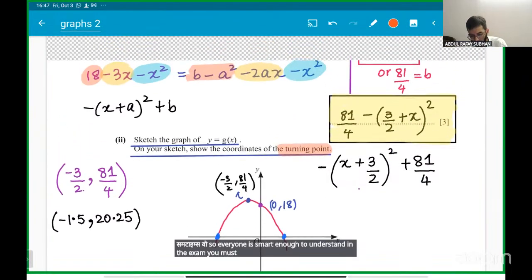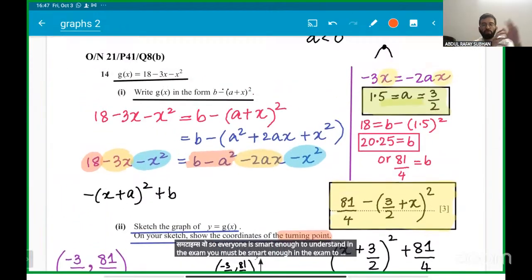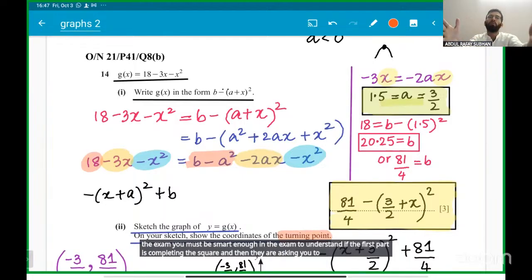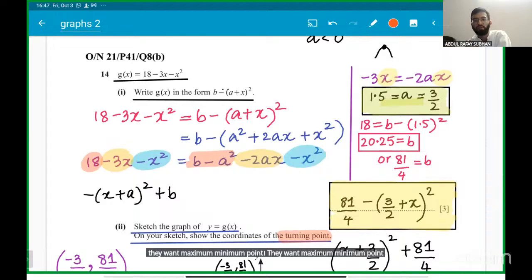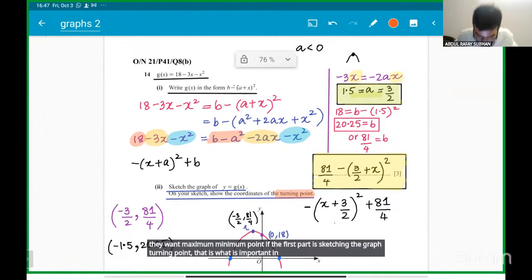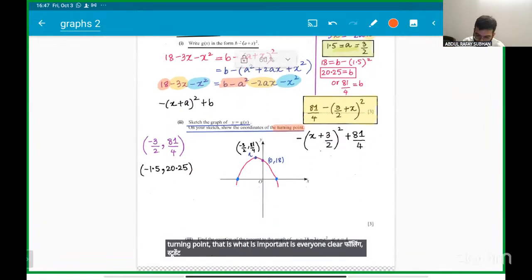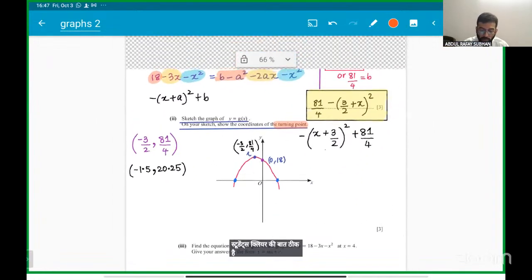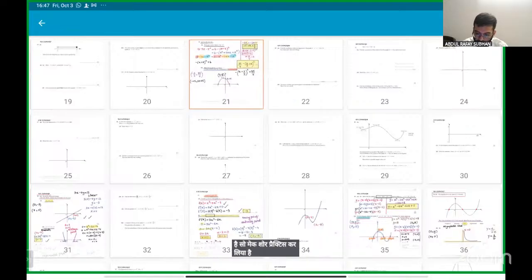You must be smart enough in the exam to understand कि if the first part is completing the square and then they are asking you to sketch the graph, they want turning point, they want maximum minimum point. Has everyone understood? If the first part is sketching the graph, turning point, that is what is important. Is everyone clear on that? Following students, क्लियर हो गई बात? ठीक है. सो मेक श्योर प्रैक्टिस करनी है आपने. मैक्सिमम क्वेश्चंस आपने ये सॉल्व करने हैं.